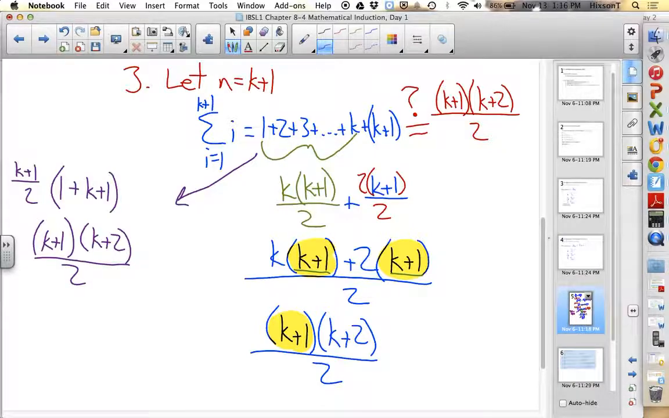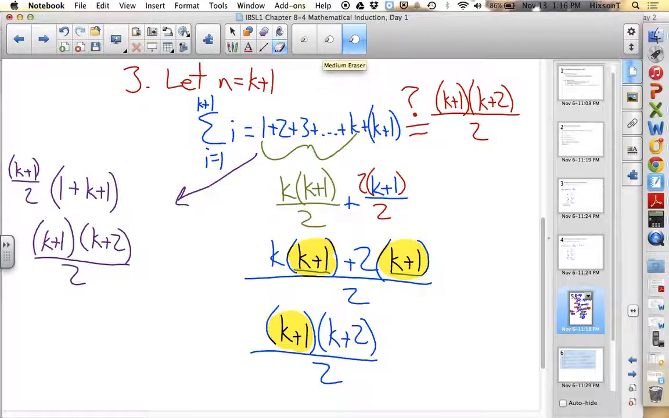Wait, how did you say that? That there are k plus 1 total terms? Yes, because we're going from 1 to k plus 1, right? So there's k plus 1 total terms. So, yeah, that's excellent logic. This is a little more algebraic. This one's a little bit less visual, but anyways.